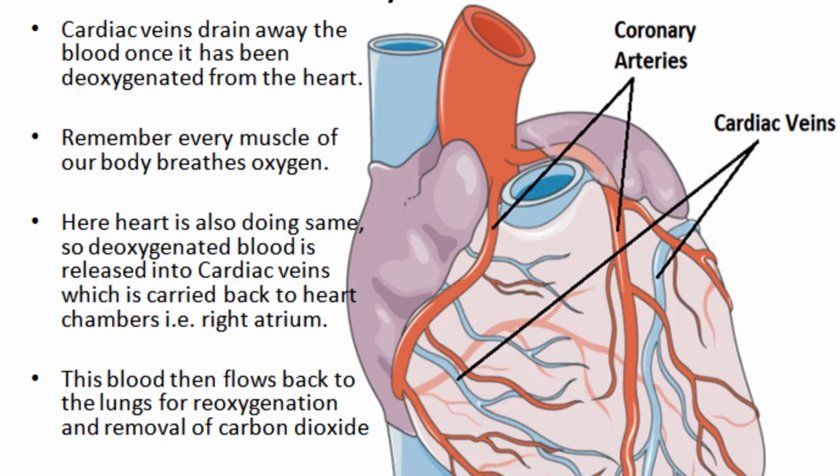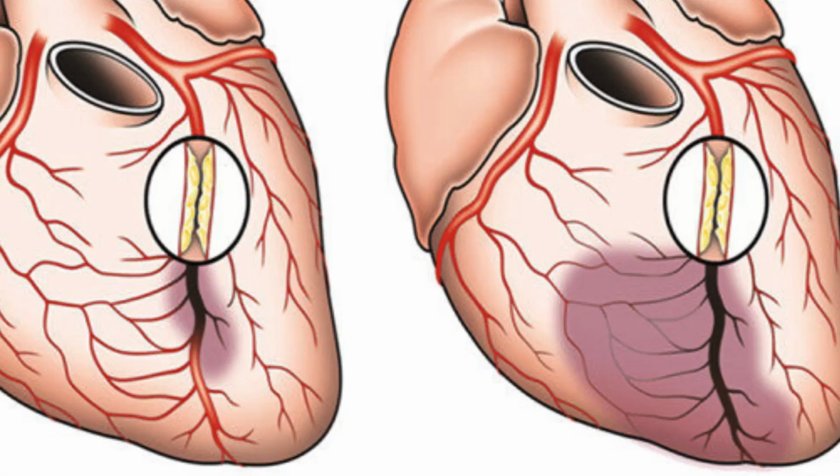Again this blood flows back to the lungs for oxygenation and removal of carbon dioxide. Once it is removed, again it gets oxygenated and comes back to the heart. What happens if blood is not supplied to the heart muscle through these small coronary arteries? Let's see. It leads to coronary artery disease.